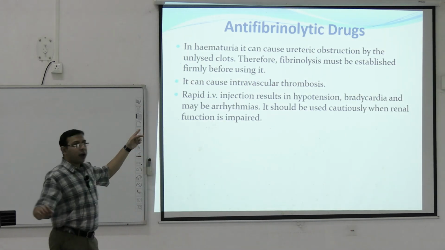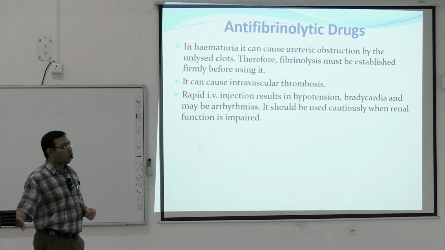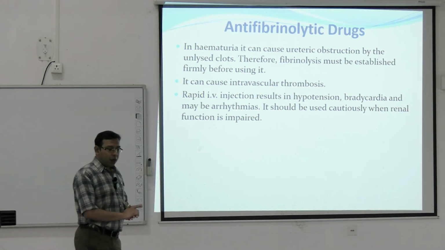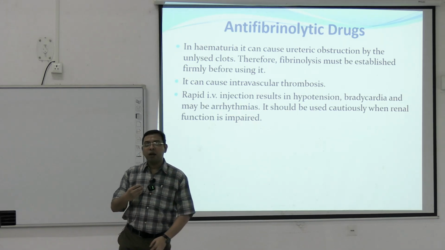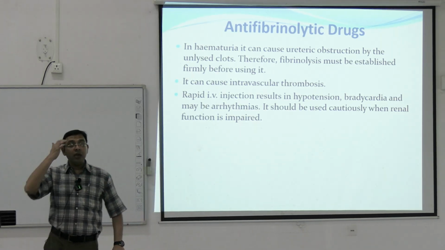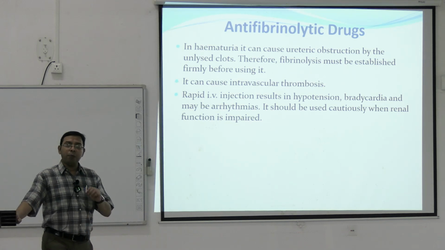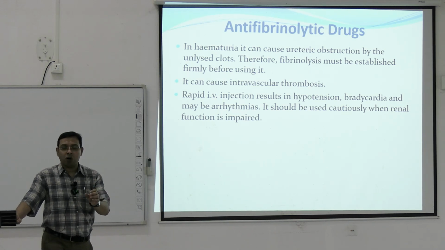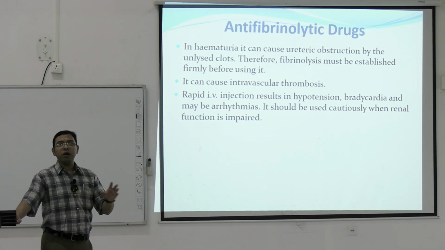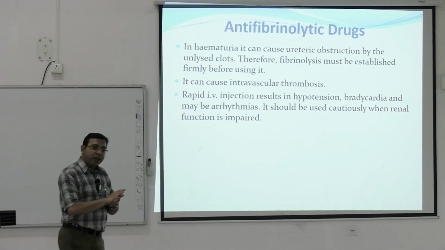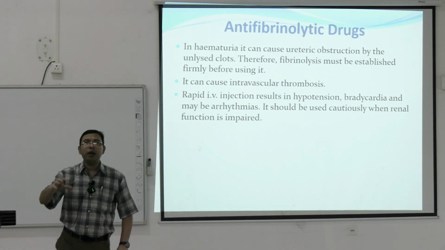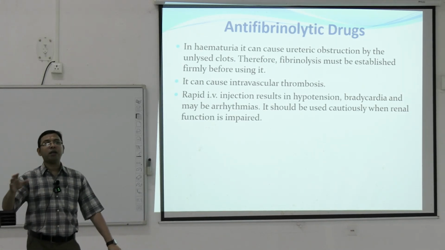Hematuria: it can cause ureteric obstruction by unlysed clot. Therefore fibrinolysis must be established firmly before using it. What does it mean? When there is hematuria, blood is coming into the urine. Here we should not use the antifibrinolytic drug beforehand, because some clots may form, and since the ureter is very narrow, it can be blocked, causing anuria, where no urine can come. So first we have to cleave all the clots by giving thrombolytics, and then we can stop the bleeding by giving the antifibrinolytic drug.